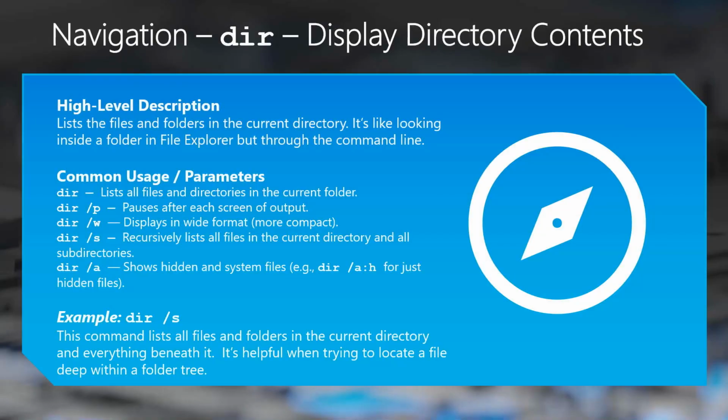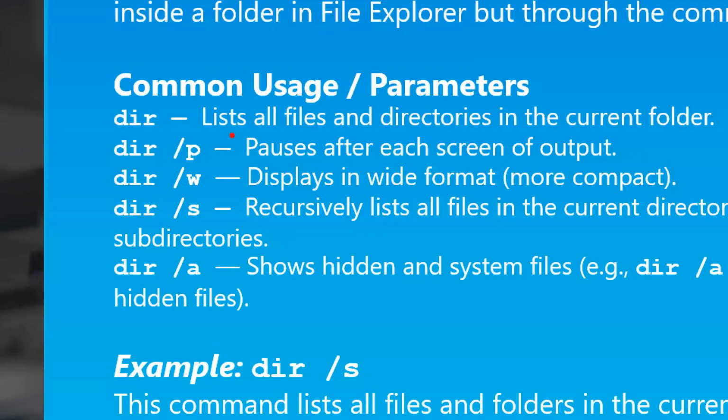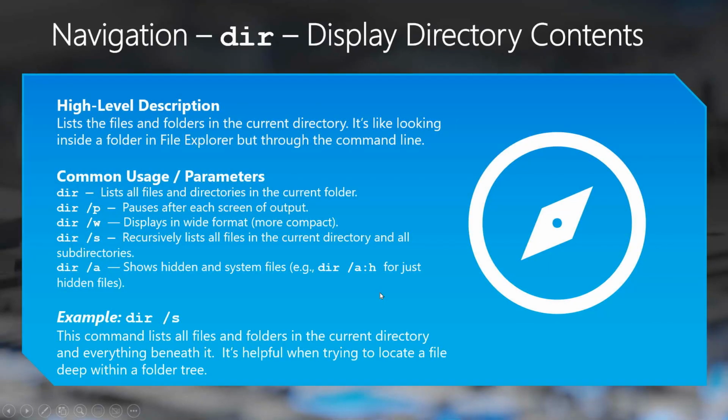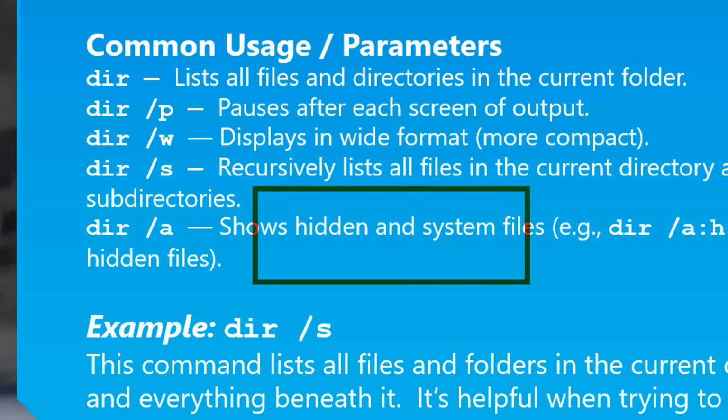What about directory, dir? Dir gives you a listing of the files in the current directory, files and folders. There are some common parameters. If you put dir space /p, it will pause after each screen of output. So if you have a really deep directory, it will allow you to scroll through by hitting page down. dir /a shows hidden and system files.